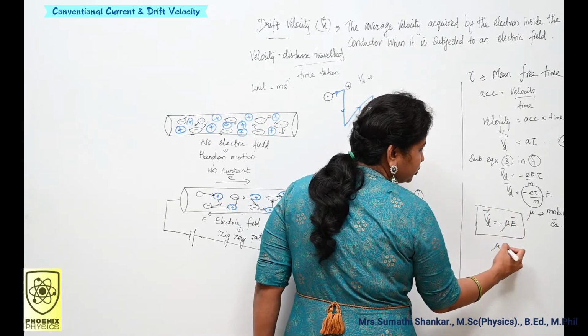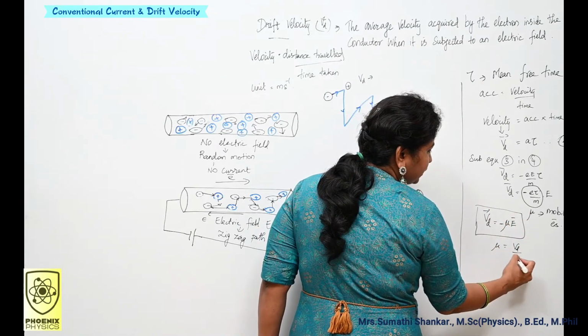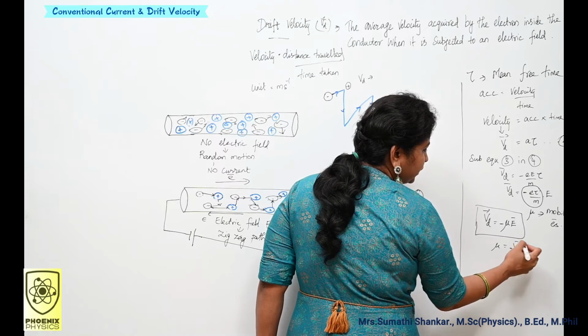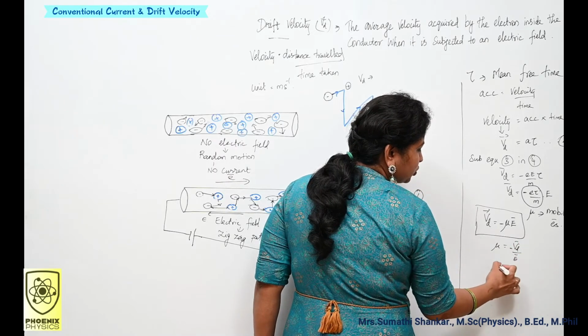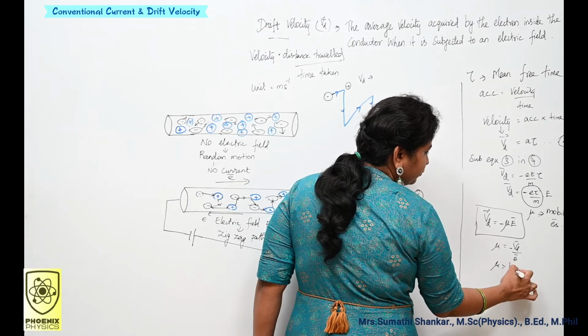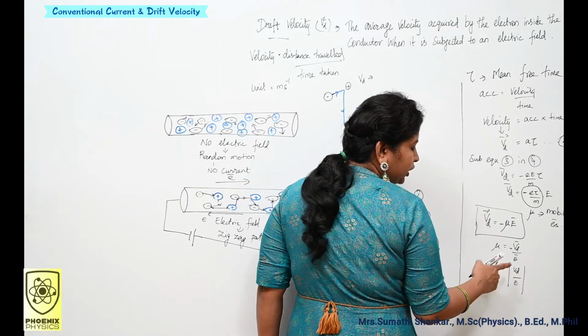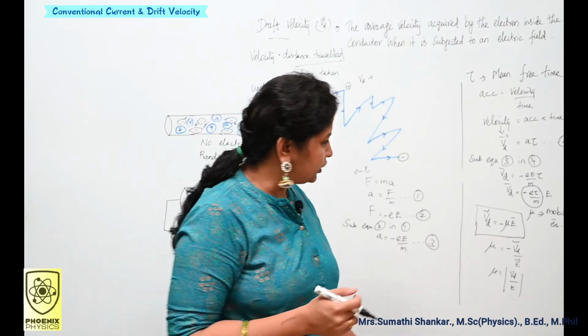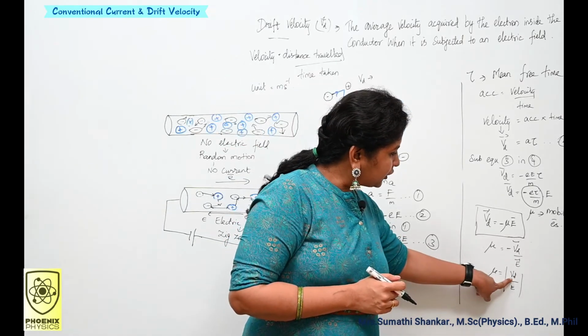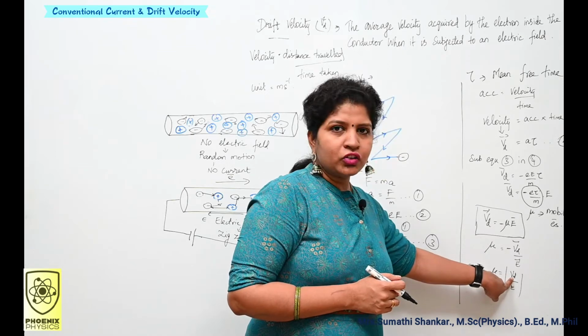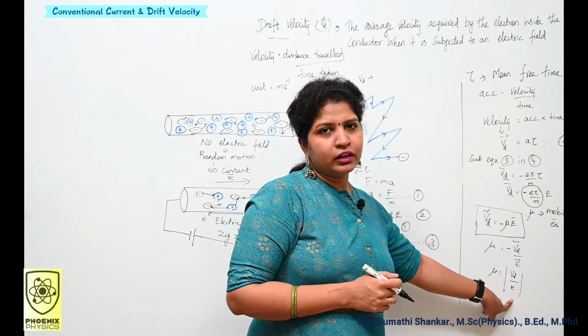Suppose I need mu, you can write it as minus Vd by E. Take the modulus. So mu is equal to the modulus of Vd by E. Then how do you define mobility? Mobility of the electron is defined as the magnitude of drift velocity per unit electric field.